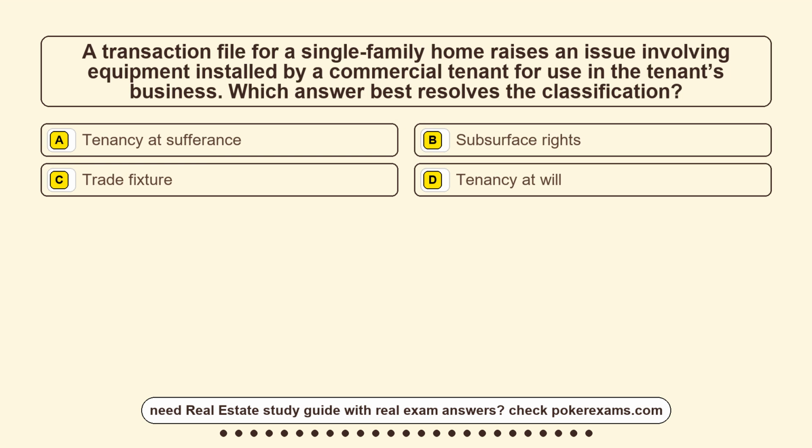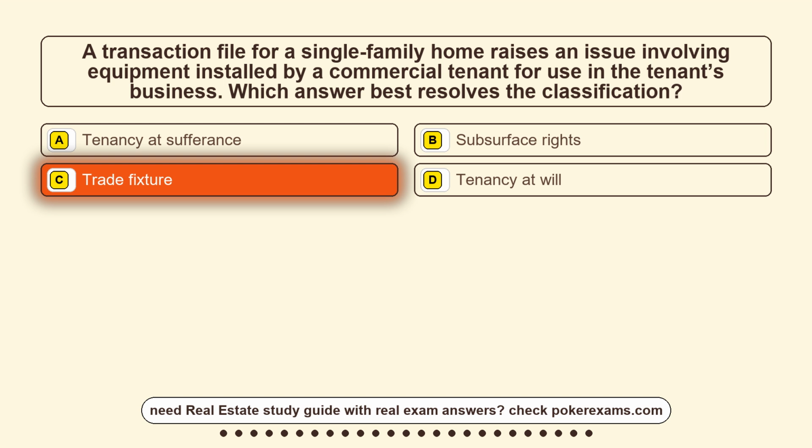Question 11. A transaction file for a single-family home raises an issue involving equipment installed by a commercial tenant for use in the tenant's business. Which answer best resolves the classification? Option A, a tenancy at sufferance. Option B, subsurface rights. Option C, a trade fixture. Option D, tenancy at will. The correct answer is option C, trade fixture.